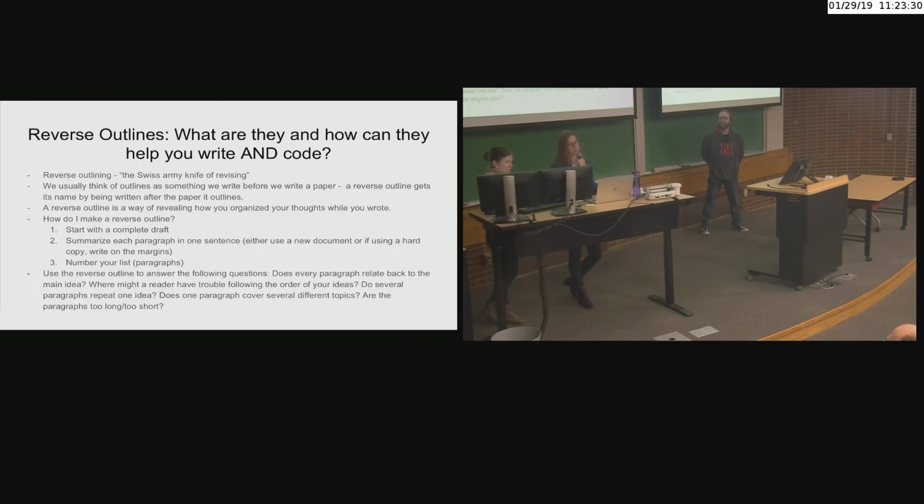The second question says, where might a reader have trouble following the order of your ideas? Again, constantly thinking about your readers or your audience is essential. The third question says, do several paragraphs repeat one idea? If you notice that you have several different paragraphs that are repeating something that you already mentioned, then it's time to revise those paragraphs and maybe delete some of them, right? The next question says, does one paragraph cover several different topics? This can also be a problem.